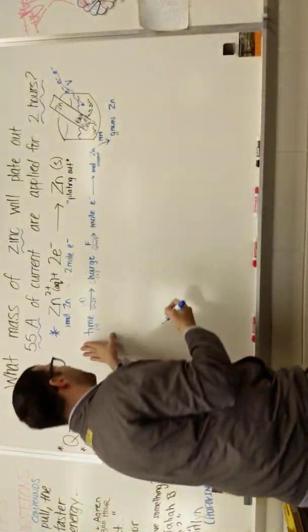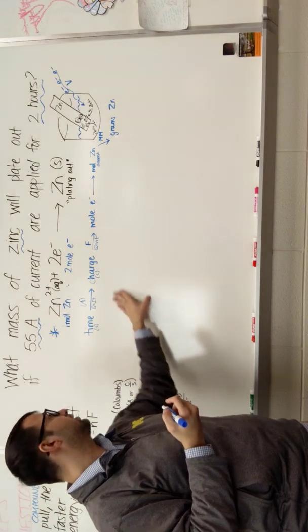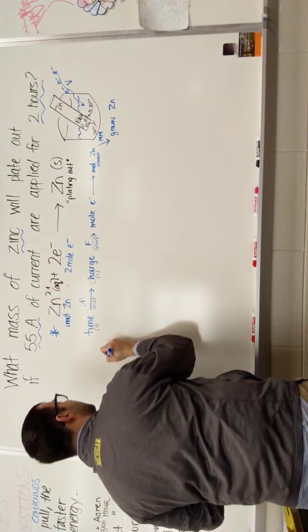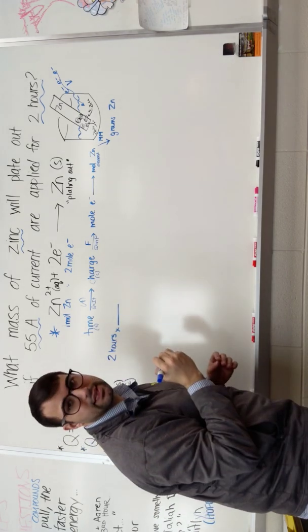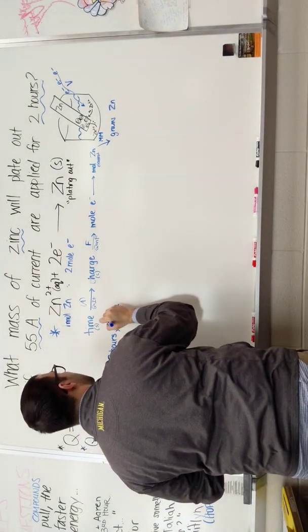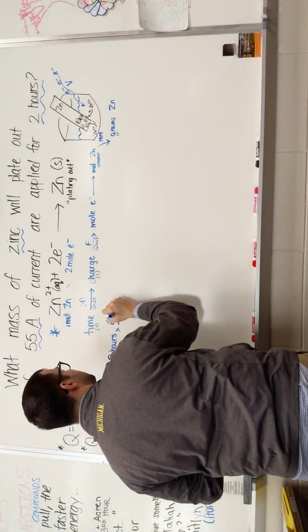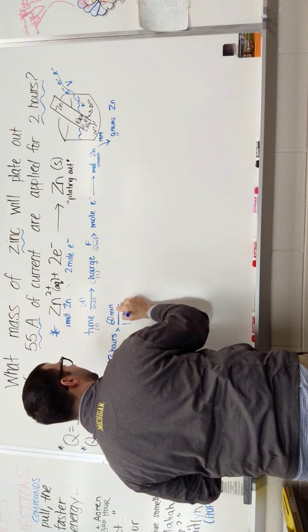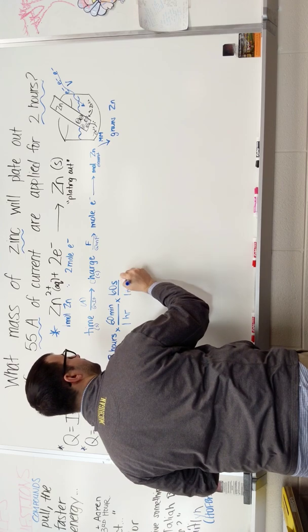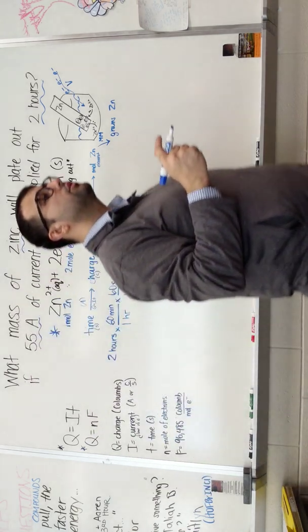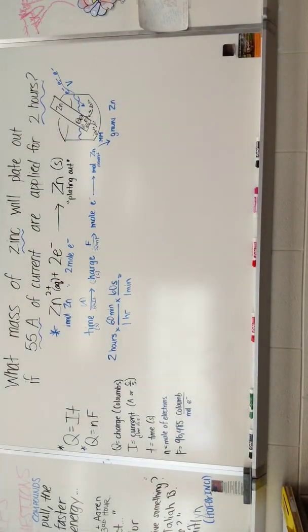So let's start doing this. Let me do my first step. I want to go from my time in seconds to my charge. Well, I have 2 hours. If I want to figure out my time in seconds, 2 hours times 60 minutes in 1 hour times 60 seconds in 1 minute. Now, if I do this calculation, this is going to give me my time in seconds, and I need my time in seconds for these calculations.